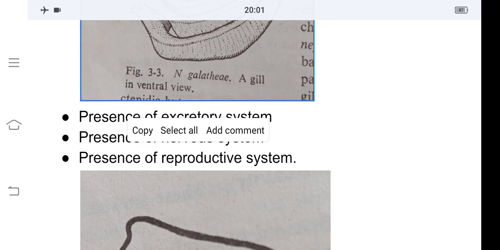Last one is reproductive system. Reproductive system of Neopilina is gonochoric, that is, sexes are separate. The gonads are two pairs lying in the middle of the body on either side of the intestine. They open into the middle two pairs of nephridia, which also serve as gonoducts. Fertilization is external, and nothing is definitely known about early development and life history of this type.